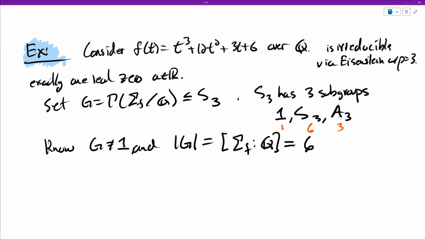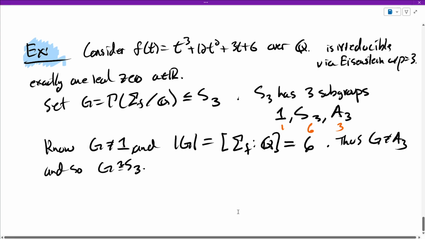So in particular, G cannot be A3, and so G must be the full symmetric group on 3 letters. So the Galois group we've sort of determined. Up to not writing out what the zeros are, we can reason though with what the Galois group does to the elements of the splitting field.